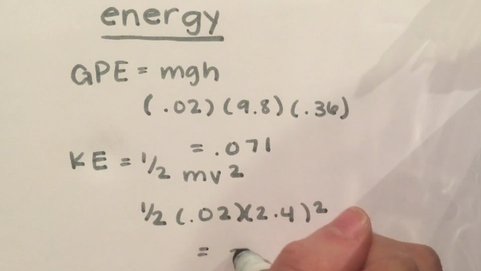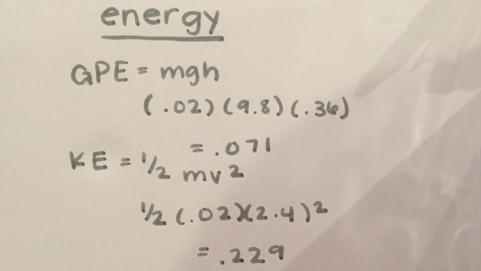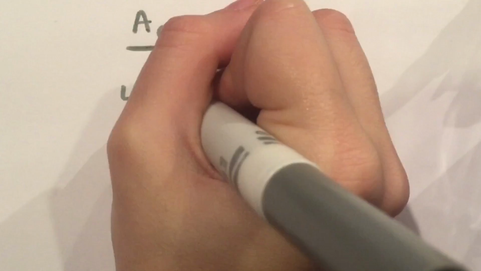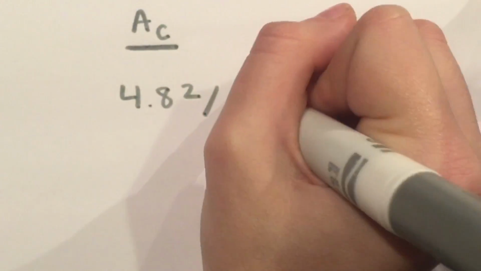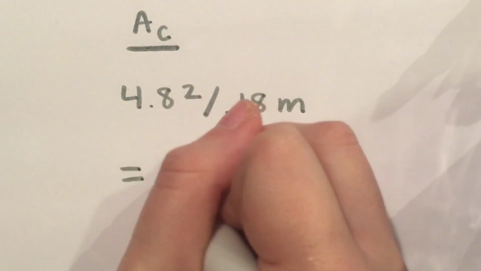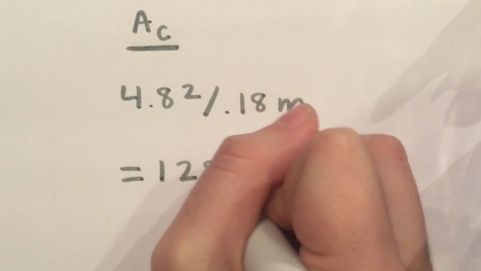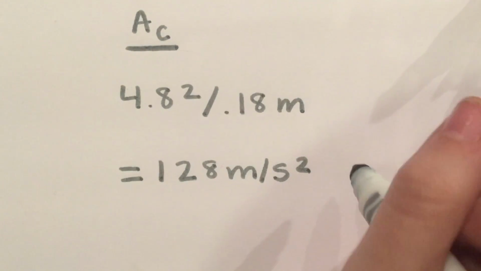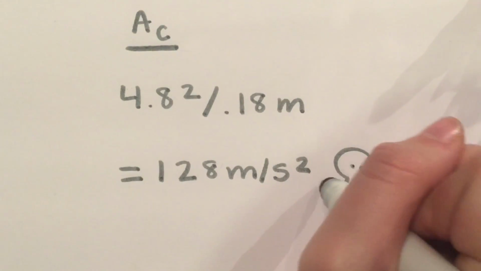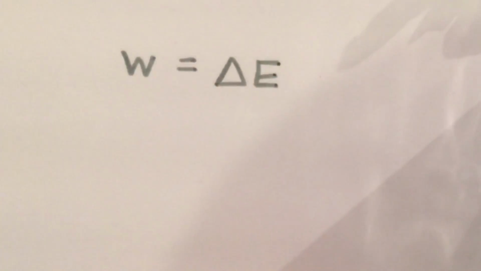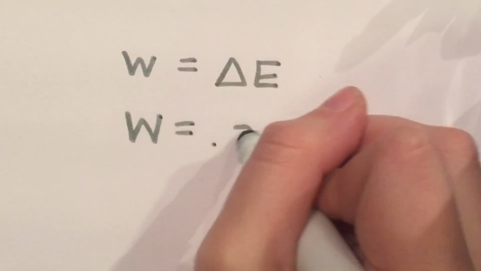We then added the two energies to make sure they added up to 0.31, which is our total energy, which they did. We took our velocity, which was 4.8 squared, divided by the radius, which was 0.18 meters. We found the centripetal acceleration at the top of the loop to be 128 meters per second squared. This is too fast of an acceleration, it exceeds 4 Gs. Our people would most likely be dead. We found the work from doing the change in energy, which was 0.31 joules.